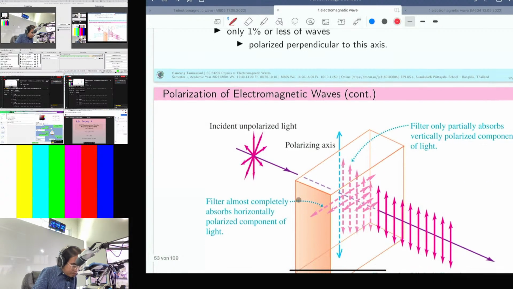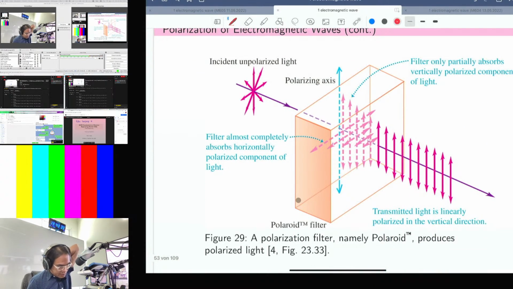Let's move to the next page. Here is the explanation in a better way so that you can understand from the figure. In the light, there could be many orientations of the E field. We are interested in only the electric field because this is the field that humans use several devices to detect. It's very hard to detect the magnetic field, but for the E field, humans can detect it easily.